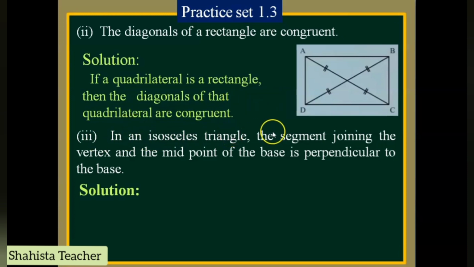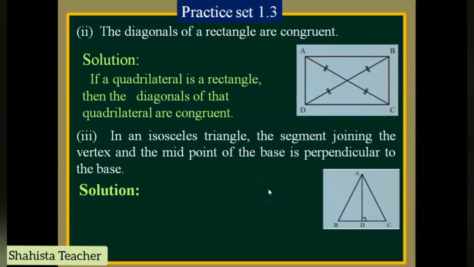In an isosceles triangle, the segment joining the vertices. A triangle has how many sides? 3 sides. This is not a quadrilateral shape. In an isosceles triangle, the segment joining the vertices, how many vertices? 3 vertices. And the midpoint of the base is perpendicular to the base. So if a triangle is isosceles, then the segment joining the vertices at the midpoint of the base is perpendicular to the base.